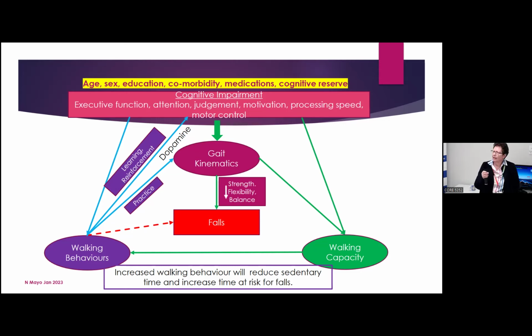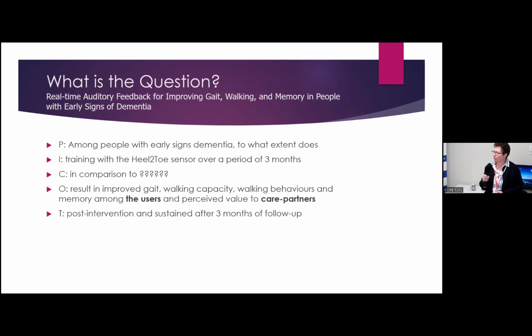And then we're into the theoretical world, where we believe that my sensor here will disrupt this path, will improve this path. And by changing the kinematics, it will change walking capacity, will change walking behaviors, and the walking behaviors will improve cognition, both directly and through learning and reinforcement and practice and through dopamine. So this was our model, and that we had our literature for.